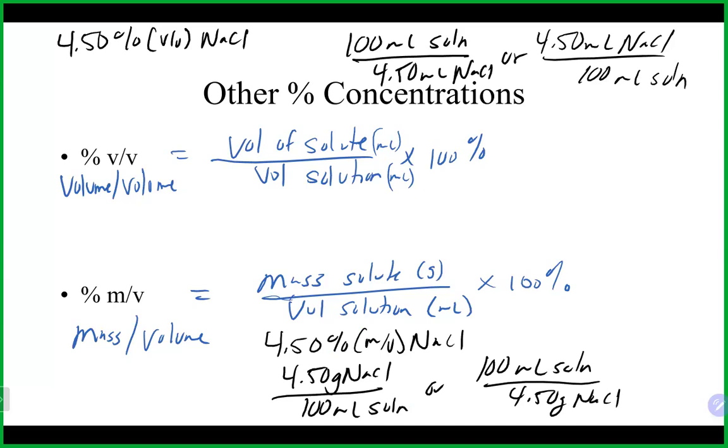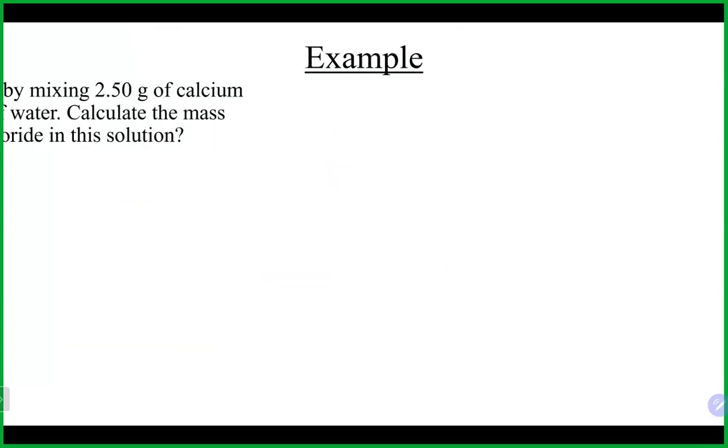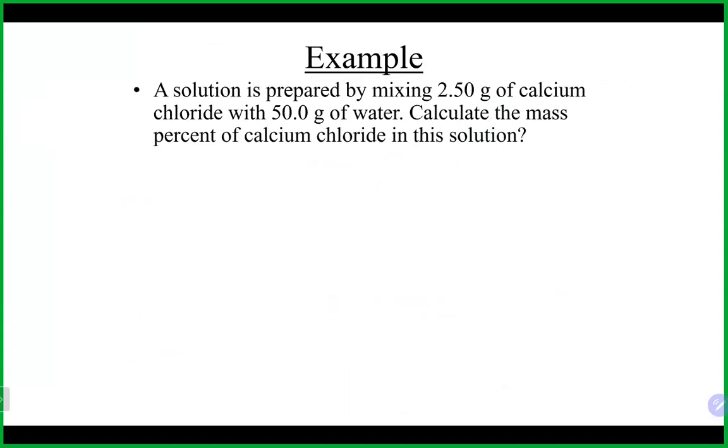Like I said, take a more dimensional analysis approach, or again, you can just plug into the equation, obviously, and solve for whatever you're looking for. Any questions on those there? All right, let's try one here. A solution is prepared by mixing 2.5 grams of calcium chloride with 50 grams of water. Calculate the mass percent of calcium chloride.